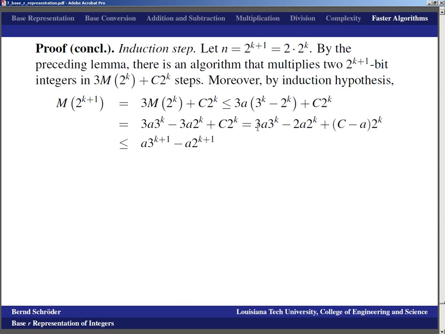And that's a times 3 to the k plus 1 minus a times 2 to the k plus 1, because we want the a to be greater than that c. So if we just subtract something off here and drop something that is subtracted, things just get bigger. And that is a times 3 to the k plus 1 minus 2 to the k plus 1, and that's it.